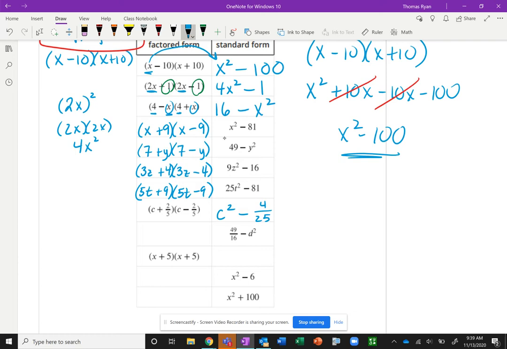Okay, same thing. Again, it's a fraction, so what? 7 times 7 would give you 49. 4 times 4 would give you 16. Make it a fraction. D times D would give you D squared. 1 plus, 1 minus.